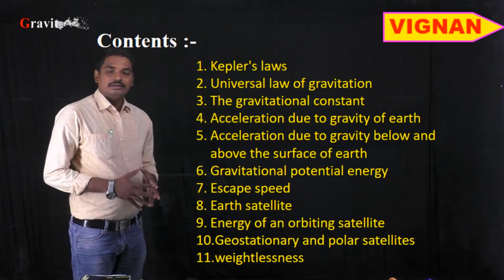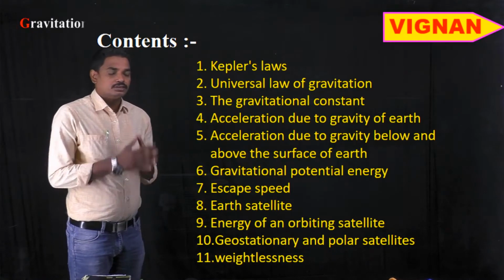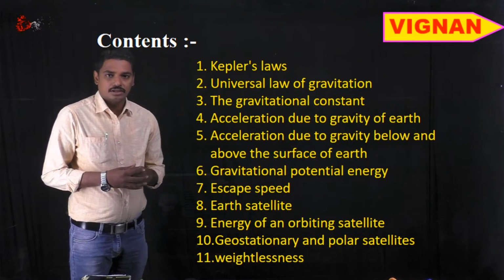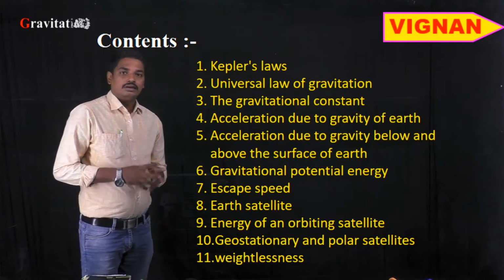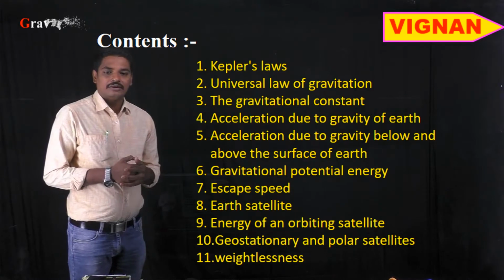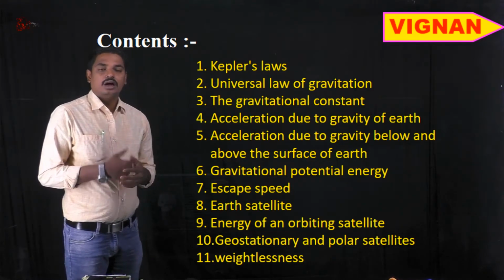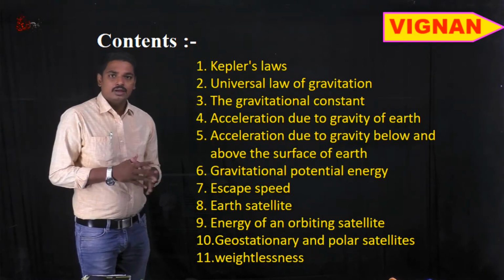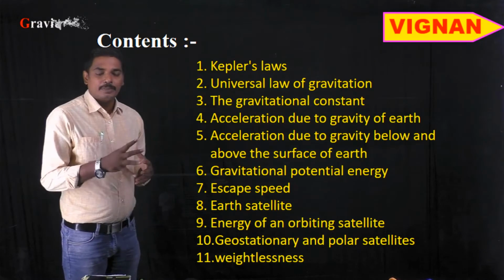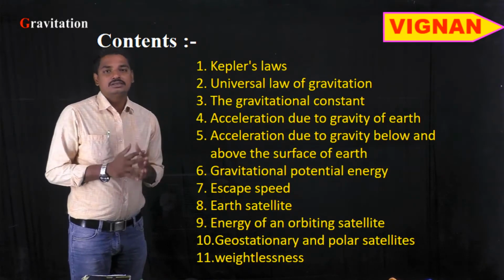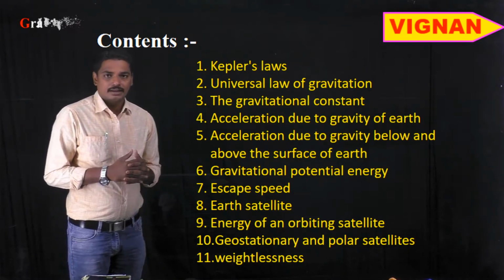So far in our last sessions we have discussed Kepler's laws, the universal law of gravitation and the gravitational constant in our first video. In our second video we discussed acceleration due to gravity on the surface of the earth and how to calculate acceleration due to gravity on different planets, the factors that the acceleration due to gravity depends upon, and acceleration due to gravity below and above the surface of the planet, right?